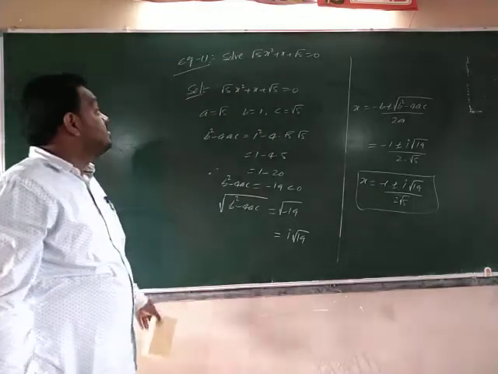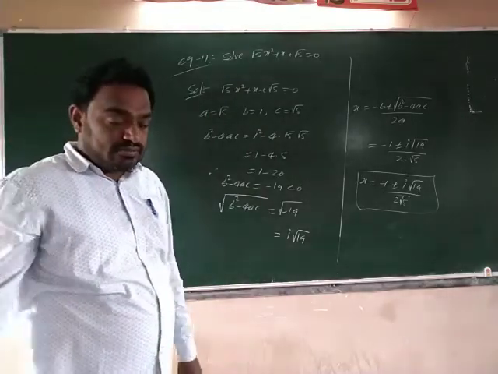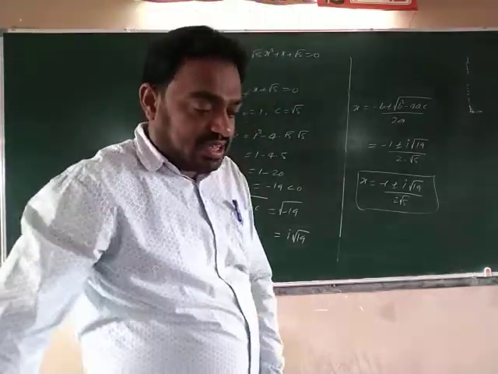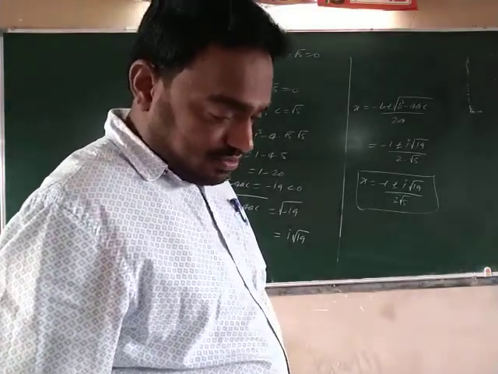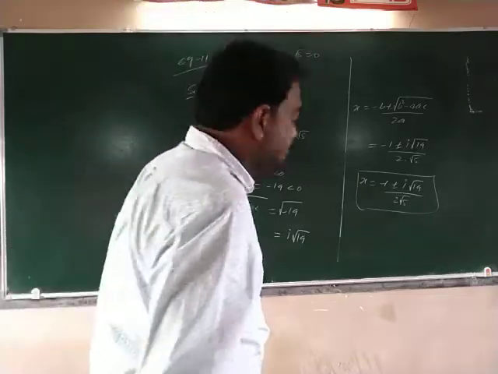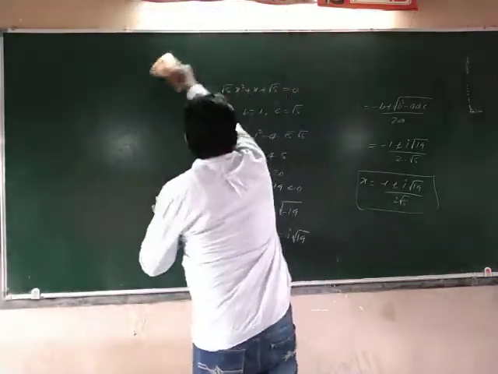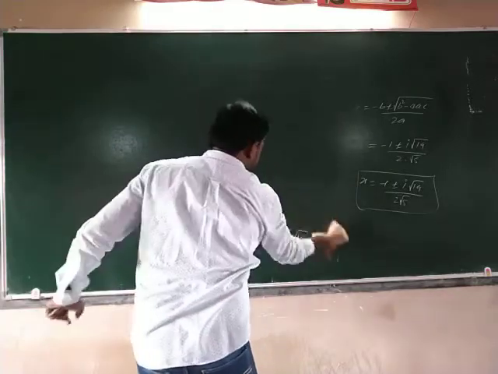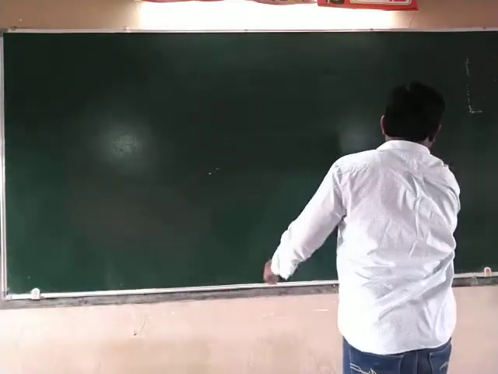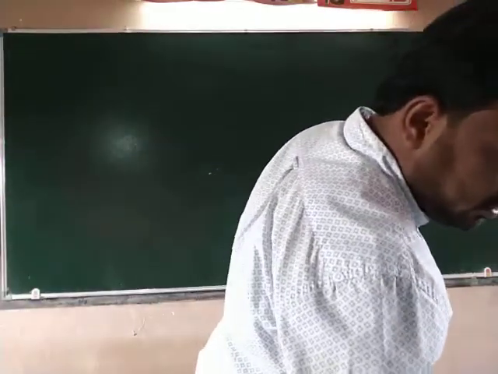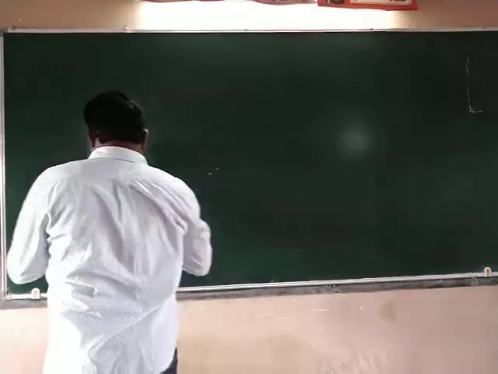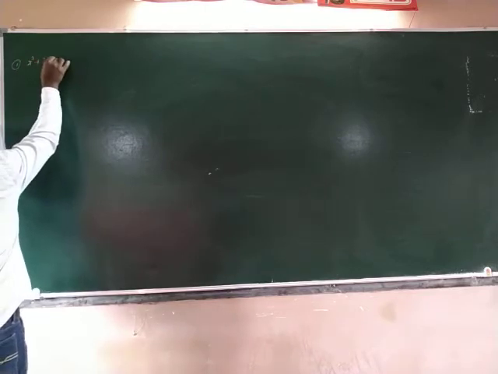This is example 11. Next, exercise 5.3. Solve each of the following equations. First question: x square plus 3 equal to 0. First one, x square plus 3 equal to 0.